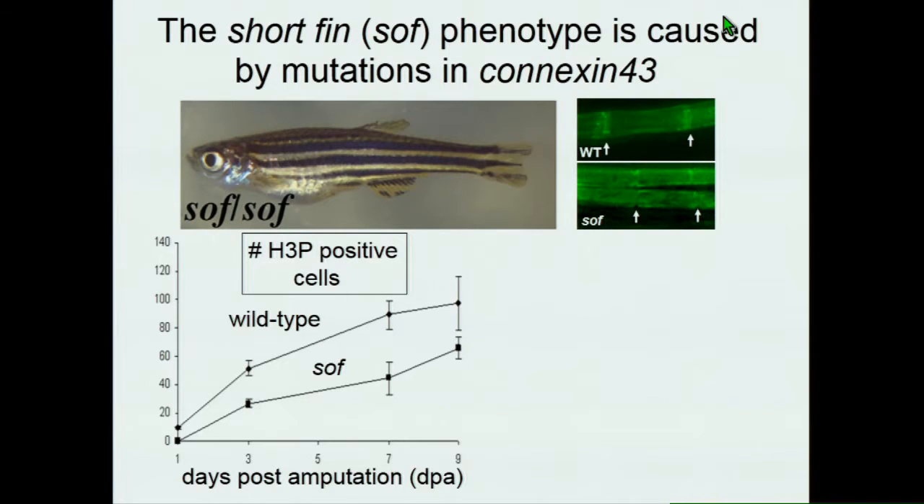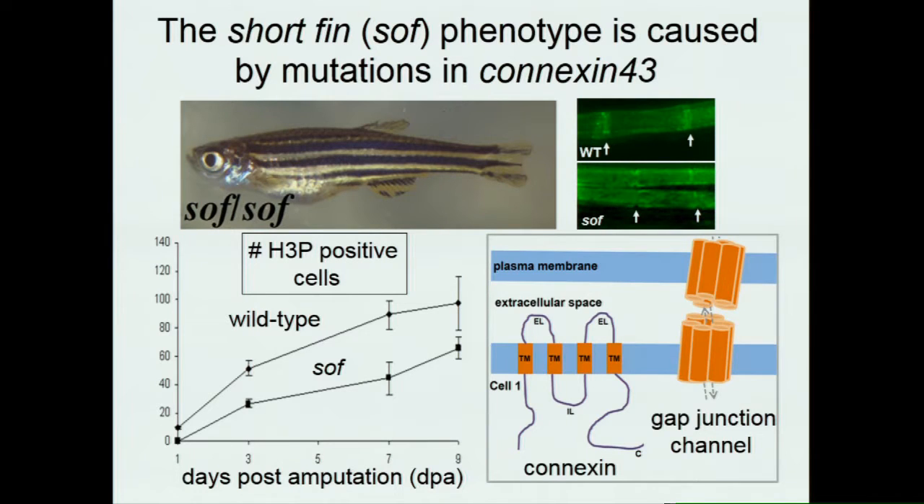My lab is interested in how bones grow to be the appropriate size, so we use the short fin mutant to study this. Short fin mutants have short fins due in part to short fin ray segments, and also reduced levels of cell proliferation, which we measure as the number of histone 3 positive cells. Mutations in the gap junction gene, connexin 43, are responsible for the short fin phenotype.